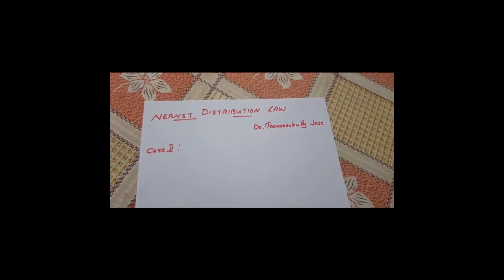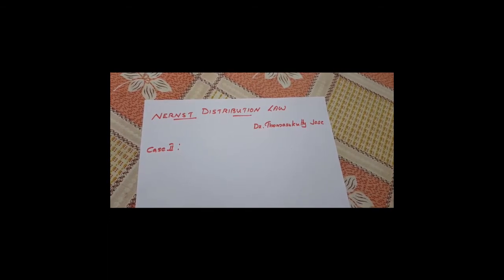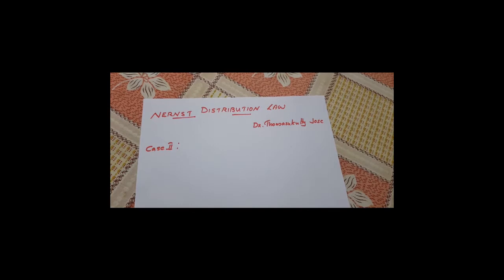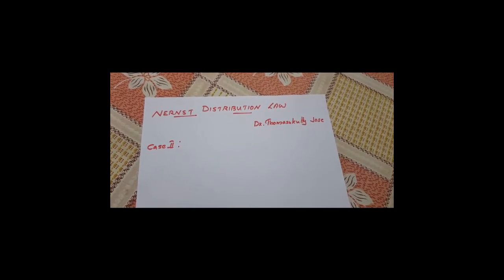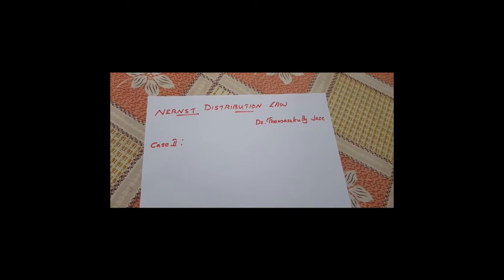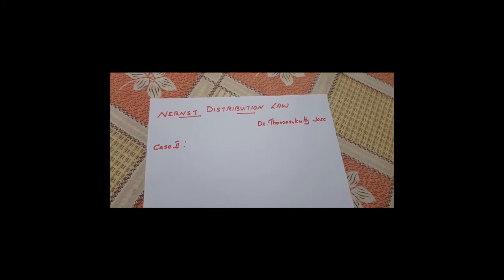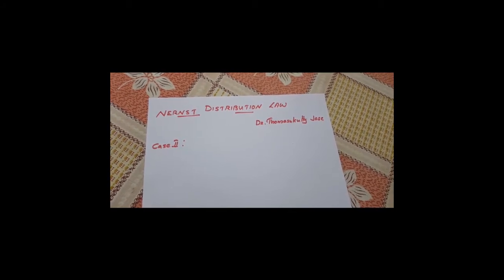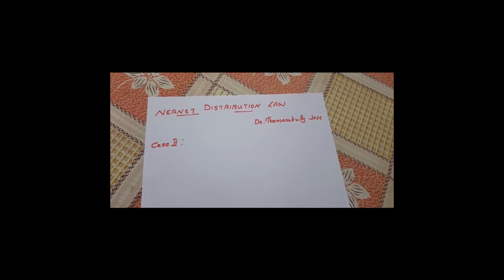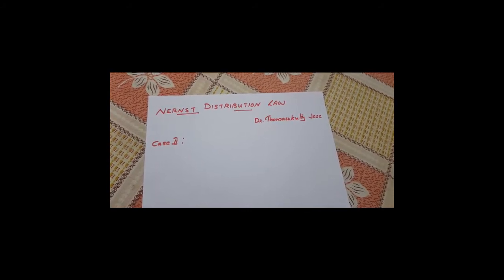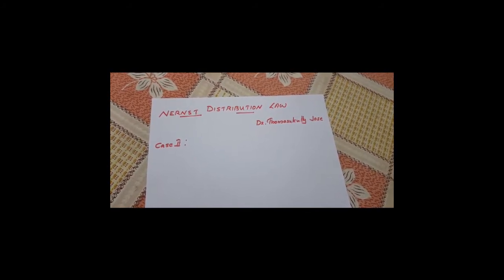Welcome to our fourth part of Nernst distribution law. Here we are discussing different cases of Nernst distribution law, and first we already discussed case 1, that is association of solute in one of the solvents. In this lecture we are going to discuss case 2, that is dissociation of solute in one of the solvents.